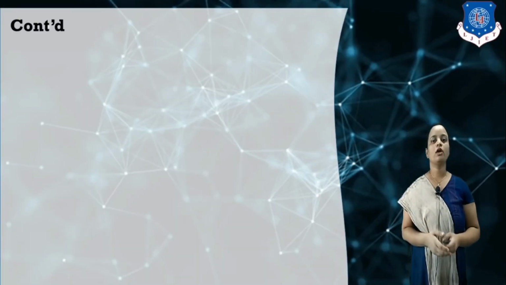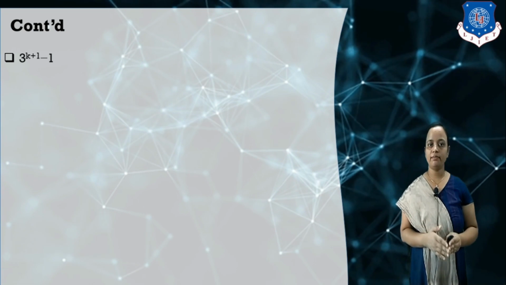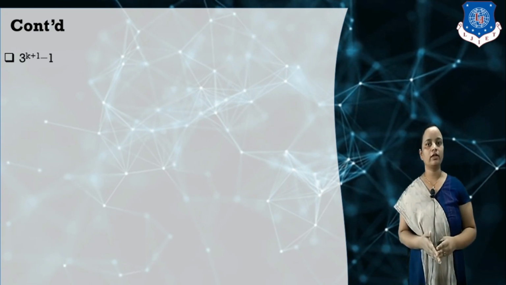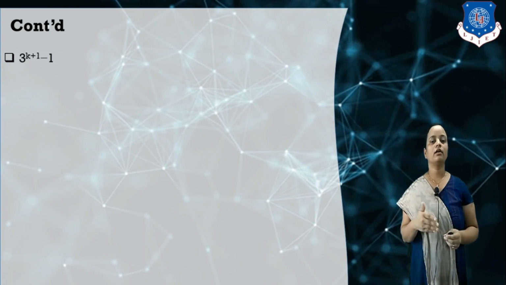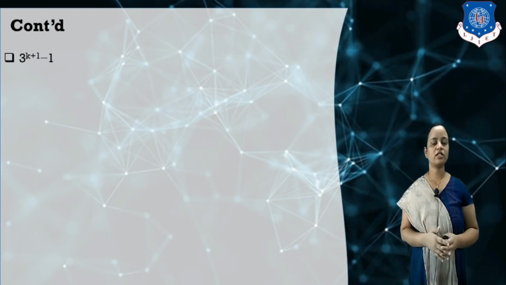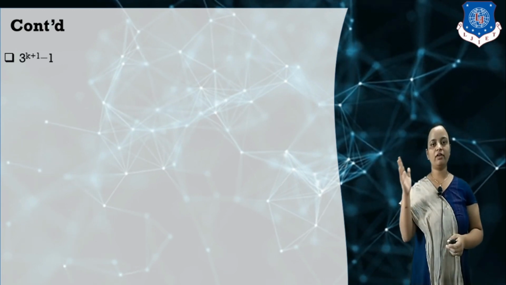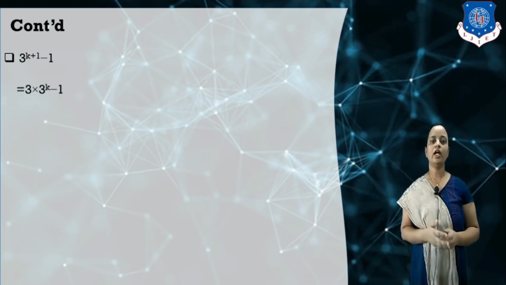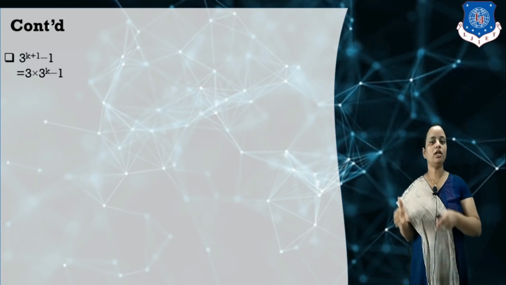So here I want to prove that this statement is true for n equal to k plus 1. In place of n, I can write the statement again in k plus 1 form: 3 raised to k plus 1 minus 1. Now can we separate the power k plus 1 as 3 raised to k into 3, minus 1? Yes, I can do that. 3 raised to k into 3, minus 1.